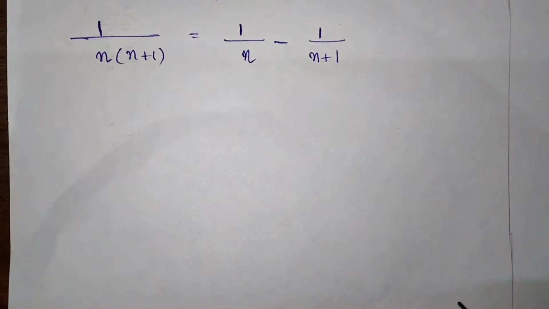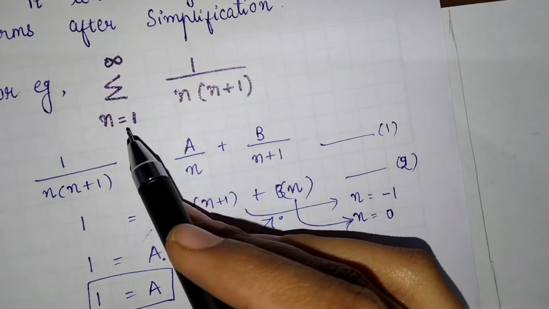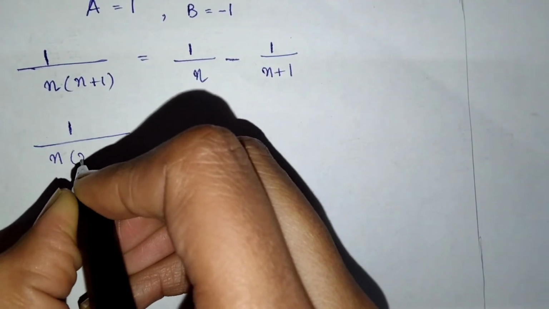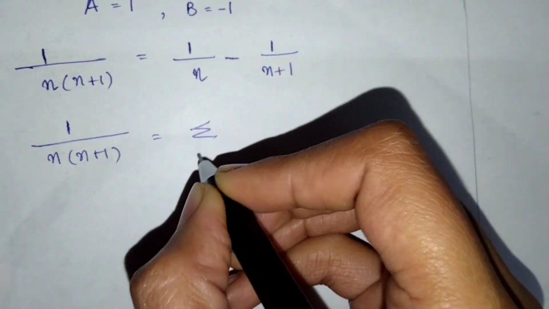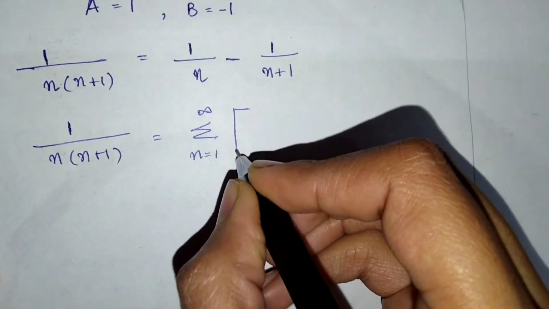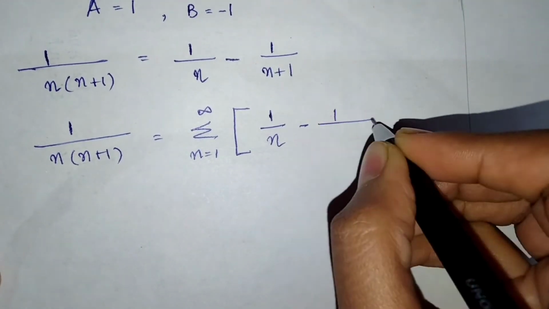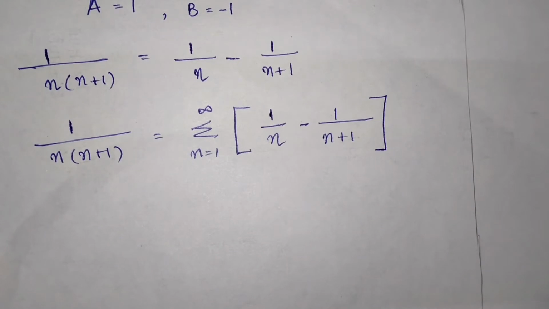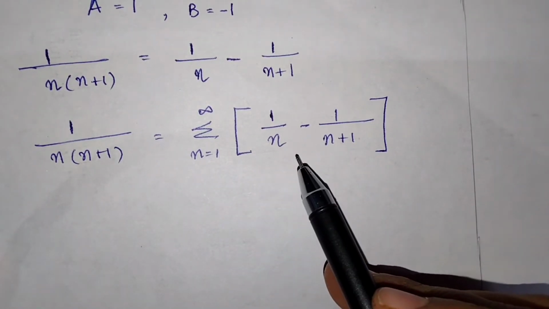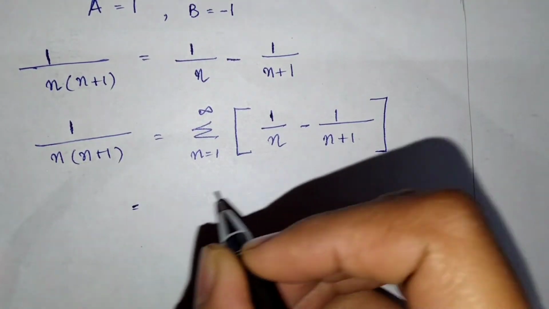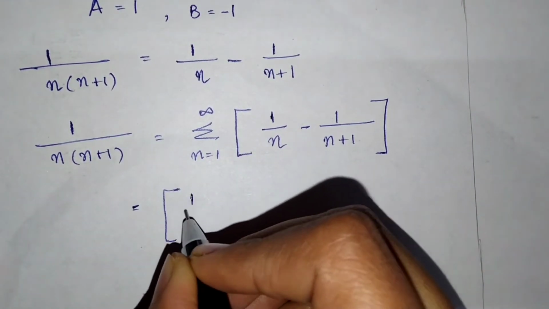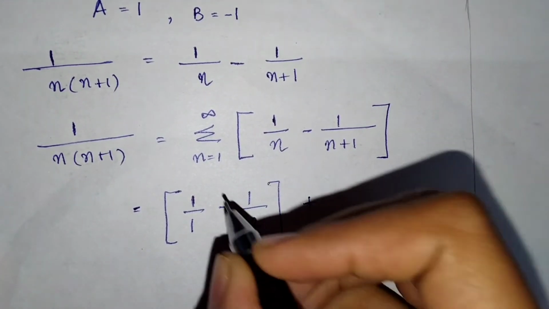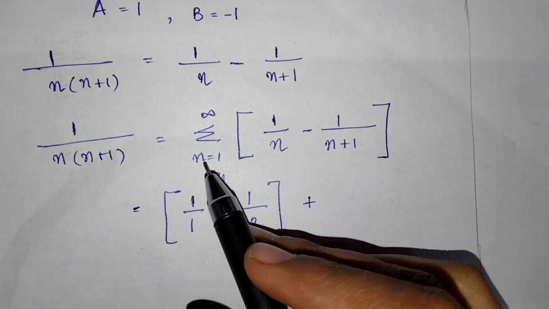But again in the question, the summation sign is given, so we can rewrite this equation as 1 upon n into n plus 1 equal to summation n equal to 1 to infinity 1 by n minus 1 upon n plus 1. Okay? And now if we put values of n in this equation, first of all I will put 1, then I will get 1 by 1 minus 1 by 1 plus 1, which is 2. Plus, this is the term when I substituted n equal to 1.